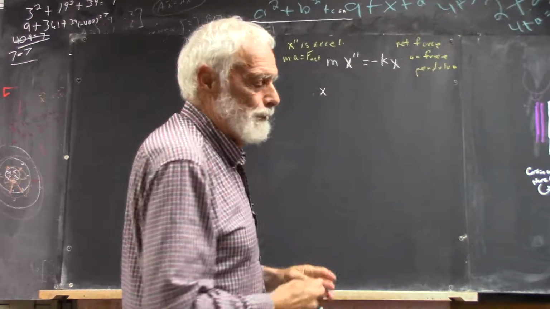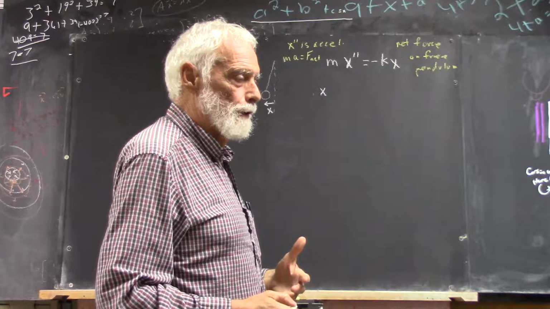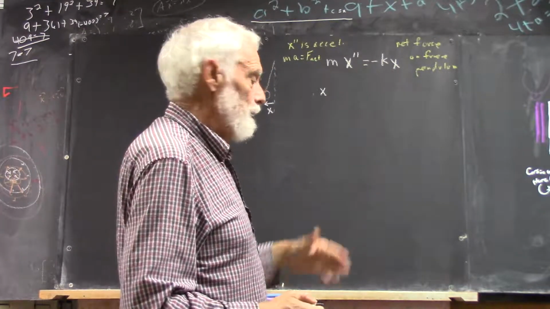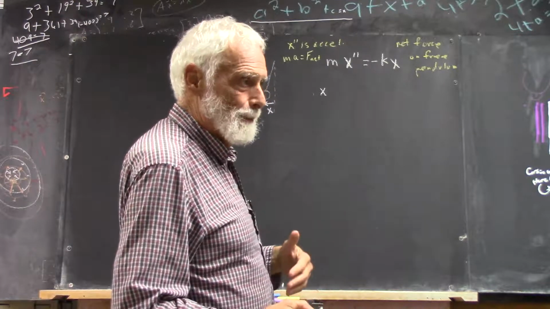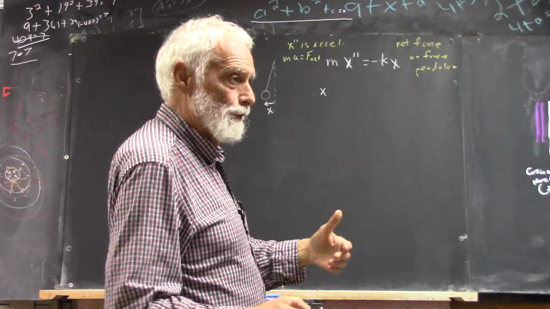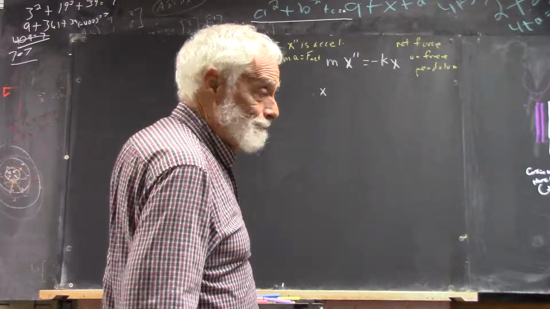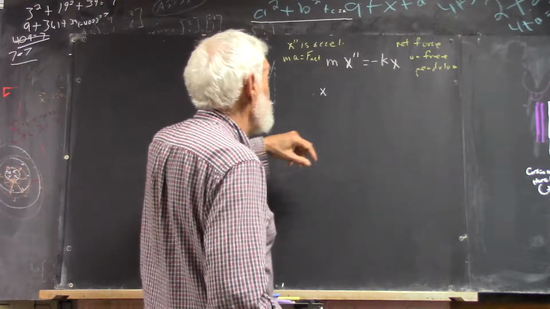And on the surface of the Earth, the K would be negative mg over L, where m is the mass, g is the acceleration of gravity, and L is the length of the pendulum. Don't have to worry about that, I just mentioned it.